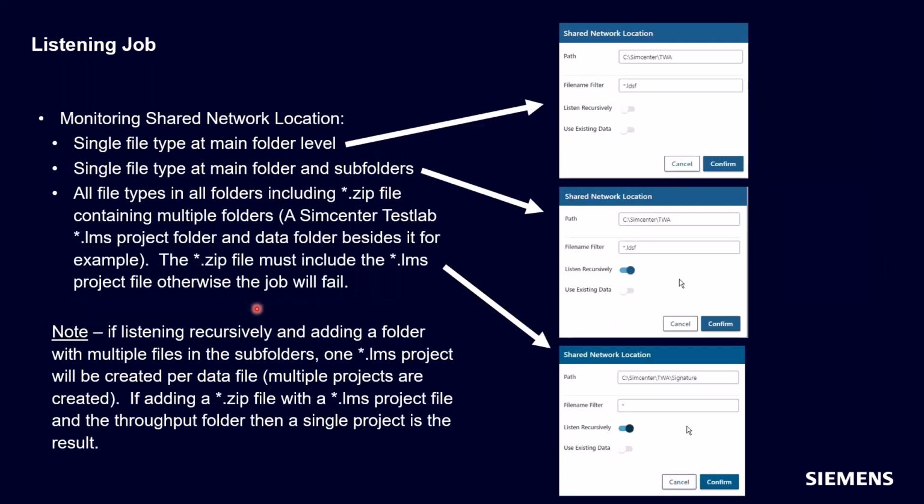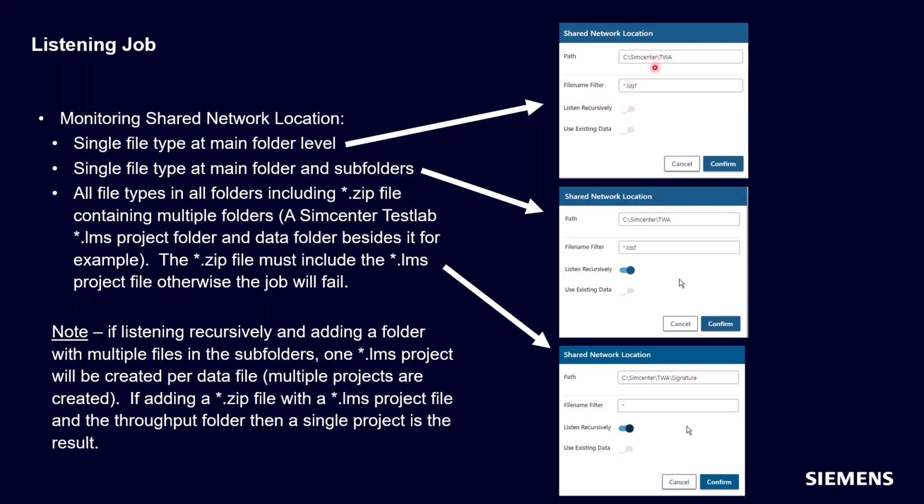So here's an example of a couple of different listing jobs I made. So here I have a listing job on a C SimCenter TWA folder. So this is where I'm going to place my data files. Here I've got a file name of *.lsdf. So here it's only going to look for LDSF files, which are our native format. It's not going to look for SDFs or universal files or zip files or Excel files. It's only going to look for LDSF files. This recursively is turned off.